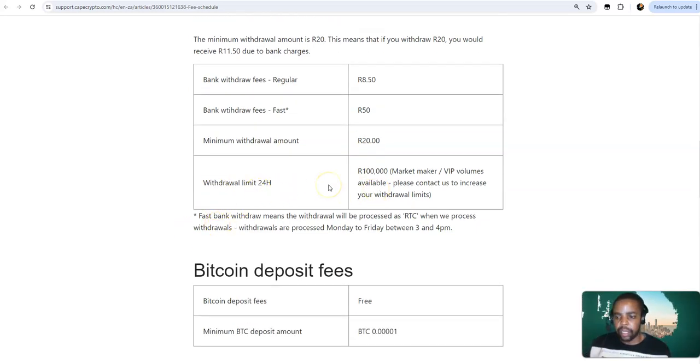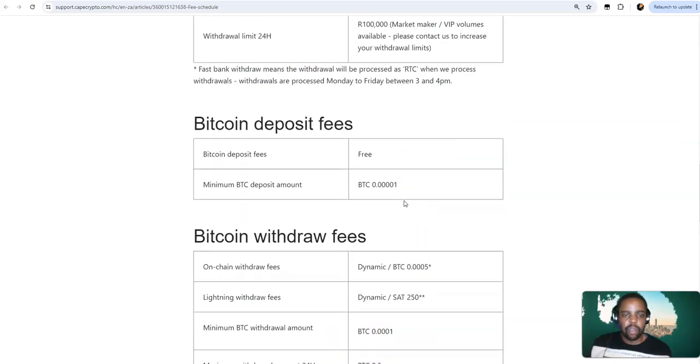Okay, that's the quickness of crypto, of course. 100,000 rands, market maker, VIP volumes available. Please contact us to increase your withdrawal limits. Okay, Bitcoin deposit fees: free.